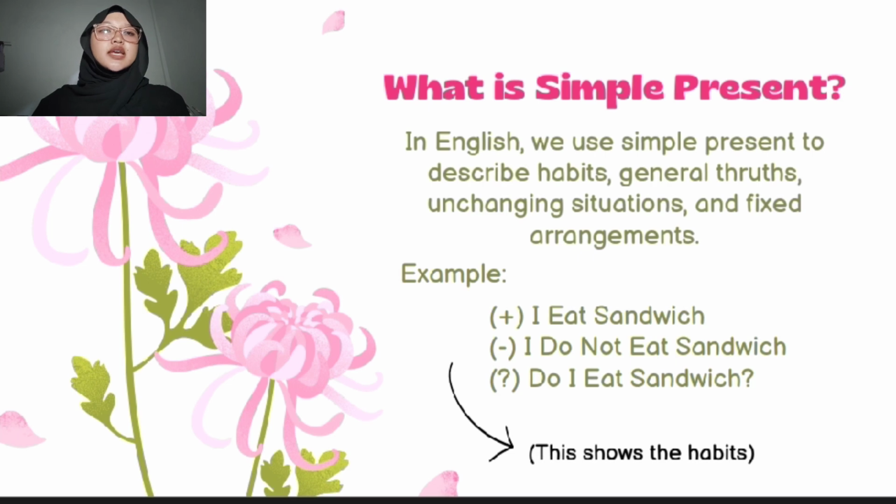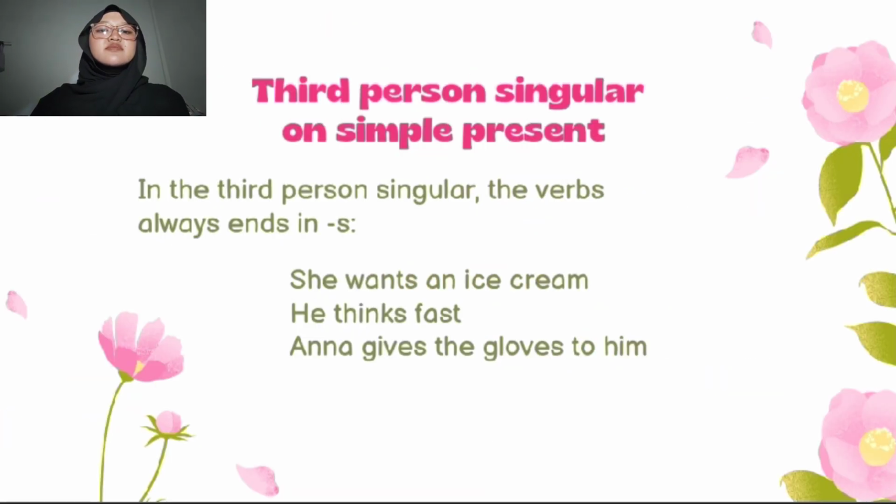Okay, the examples only use plural subjects. What about the third person singular on simple present, like the subjects she, he, and it? Is there any difference? Okay everyone, we move to the next slide.